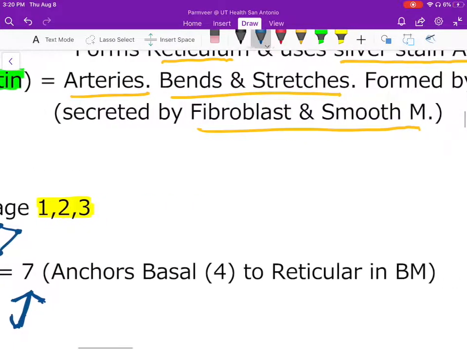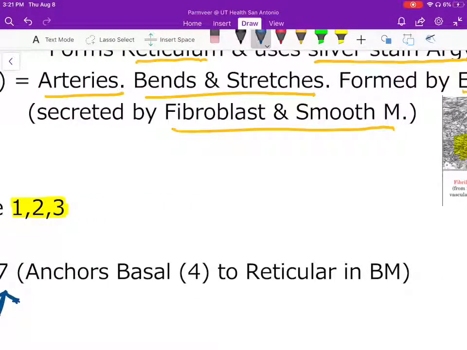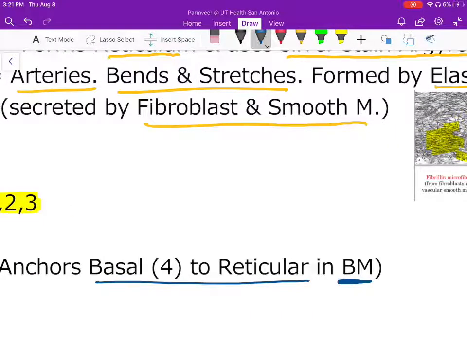Anchor basically anchors a basal lamina, which is your collagen 4, to the reticular lamina in the basement membrane. That is a pretty important concept because you have epithelial on top and you have few layers going on in the basement membrane and you have connective tissue underneath it.